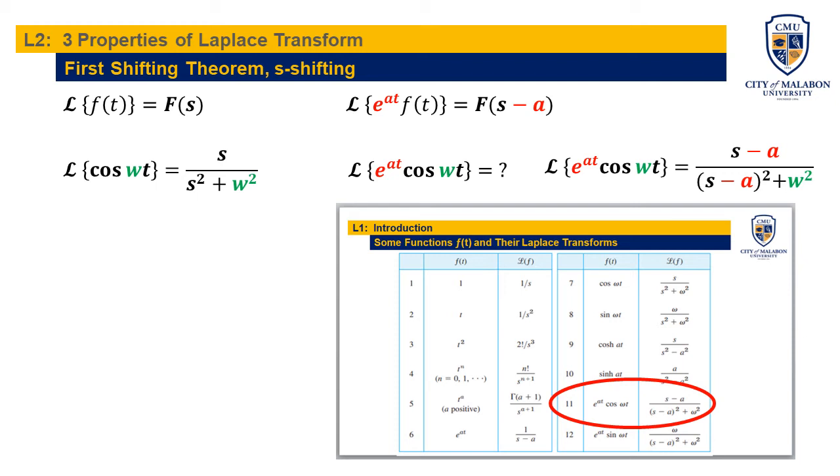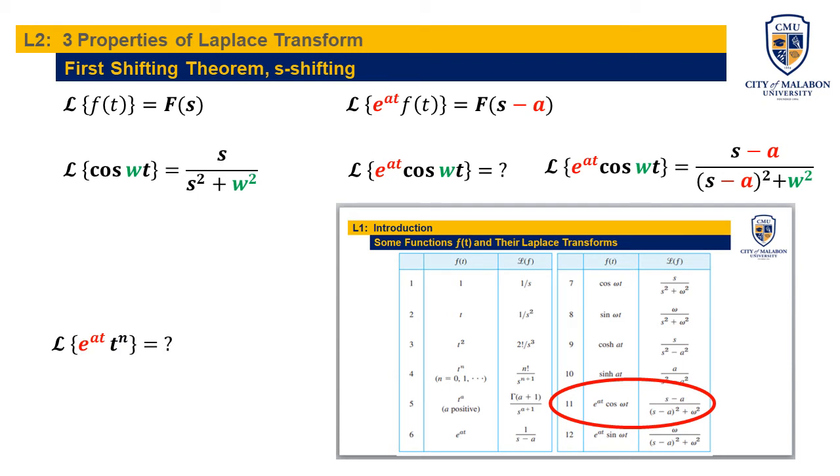So, dito pinapakita na pag nagmumultiply tayo ng e to the at, A is a constant o any number yan. Pag nagmumultiply tayo ng e to the at sa ating mga functions, madali lang pala natin makuha yung kanyang Laplace transform. Hindi siya ganun kahirap. By using the first shifting theorem. Alright? So, that's it. So, subukan natin.